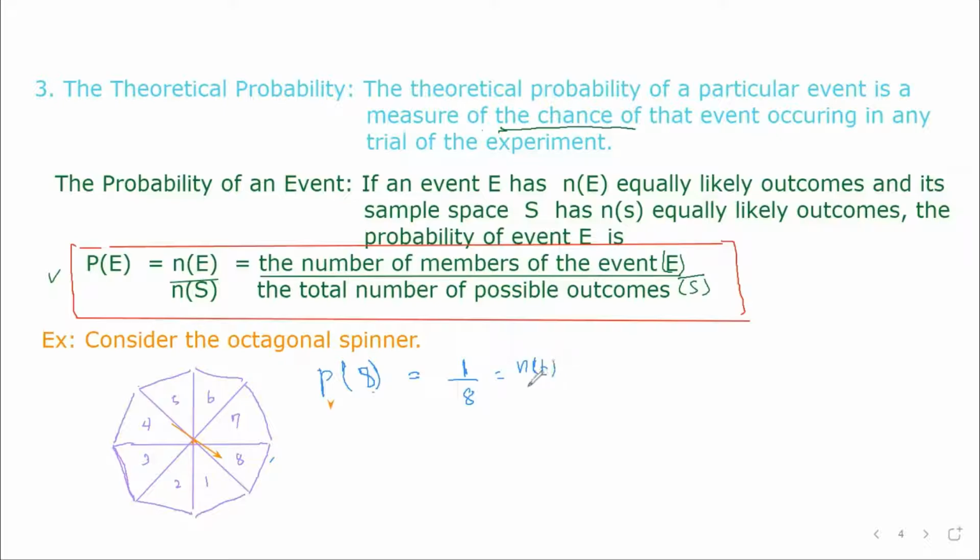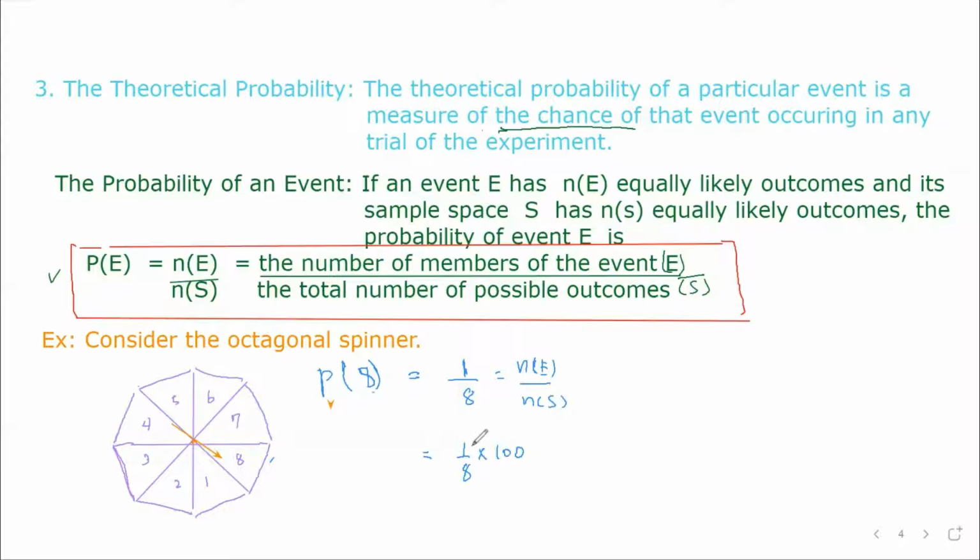The number of members of the event, or the number of ways it can happen, over NS. NS is the total number of possible outcomes. So this is a total of 8, because we have 8 numbers on the spinner. Okay, so this is the probability of number 8. If you want to count how many percent of this happens, it is going to be 1/8 times 100.